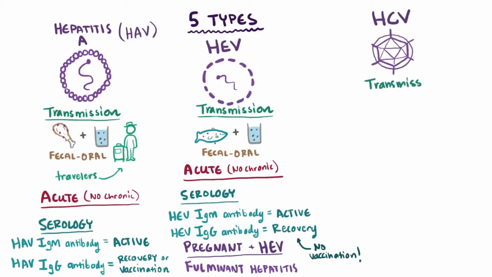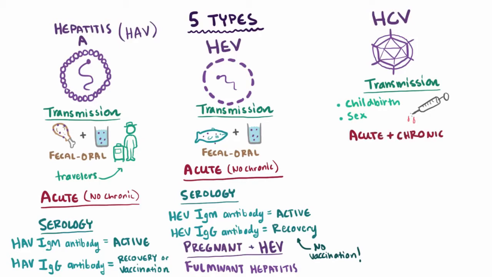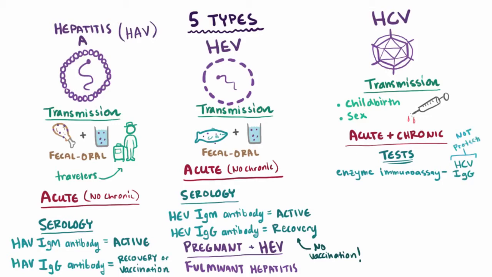Alright, next on the docket is hepatitis C virus. Now this guy is transmitted via the blood, so it could be from childbirth, intravenous drug abuse, or unprotected sex. HCV usually does move on to chronic hepatitis, and there are a couple of tests that we use to help diagnose HCV. One way is by enzyme immunoassay. In this case, we'd screen for the HCV IgG antibody. If present, it doesn't necessarily confirm acute, chronic, or even resolved infection, because it isn't regarded as a protective antibody, like it is in HAV and HEV.